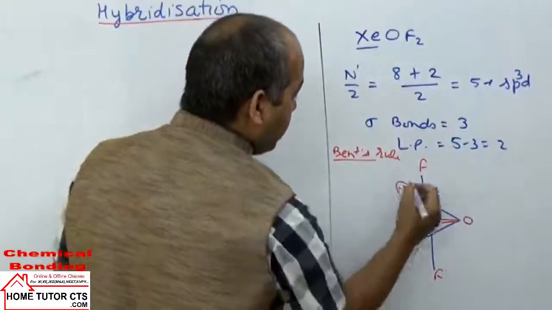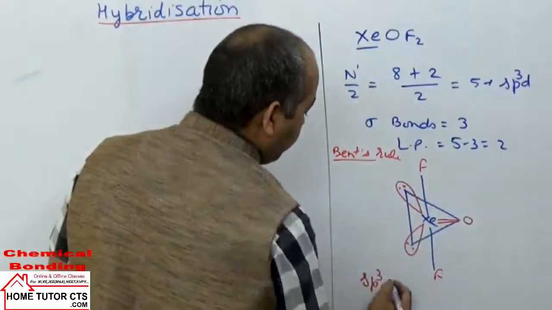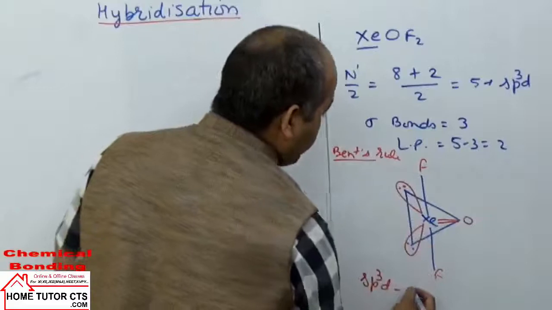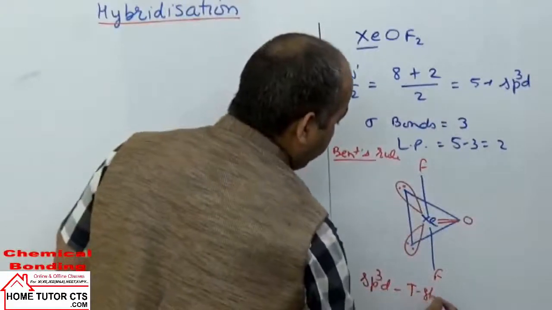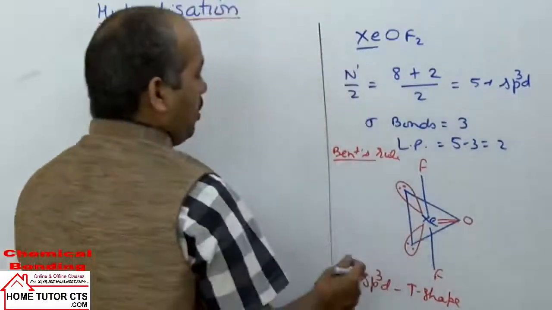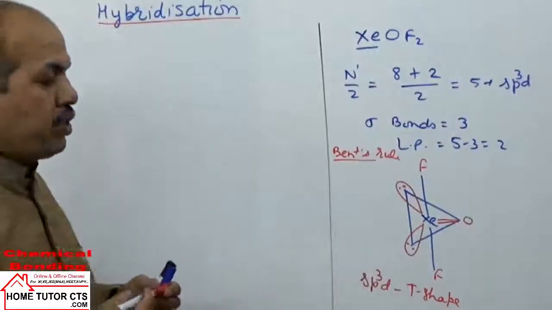So the hybridization is sp3d, and the shape is called T shape. Hybridization sp3d and shape T shape.